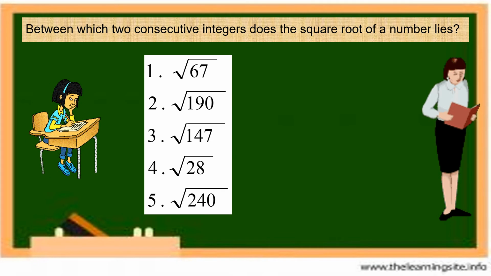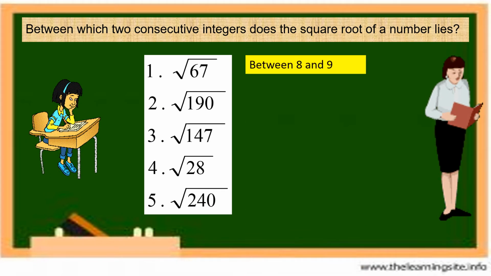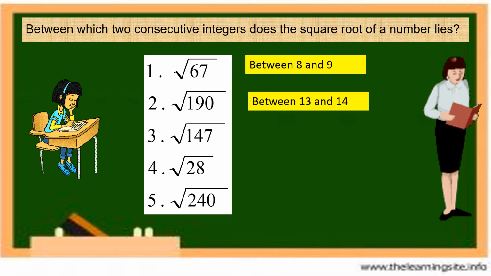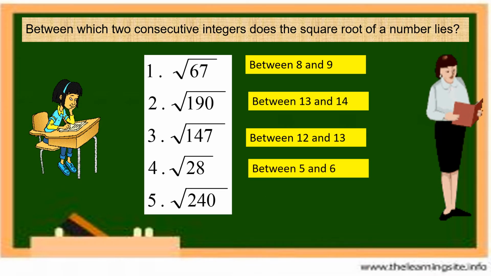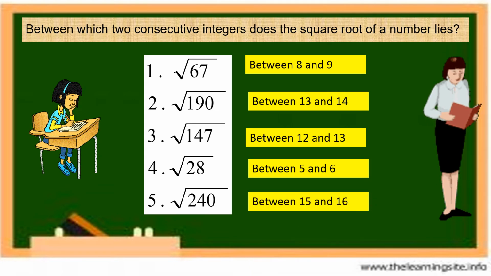To answer the given problem, square root of 67 is between 8 and 9. Square root of 190 is between 13 and 14. Square root of 147 is between 12 and 13. Square root of 28 is between 5 and 6. And square root of 240 is between 15 and 16.